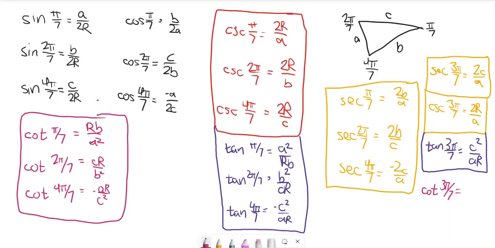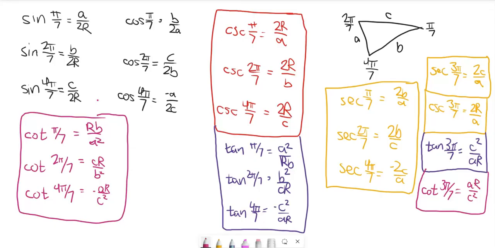And of course, because of the way cotangent and tangent work, and again, because of the way sine and cosine work, 3 pi over 7 is an acute angle, so therefore it is going to be a positive version, unlike the 4 pi over 7. And that concludes the main portion of the video with the 6 trig ratios established for the entirety of the heptagonal triangle.